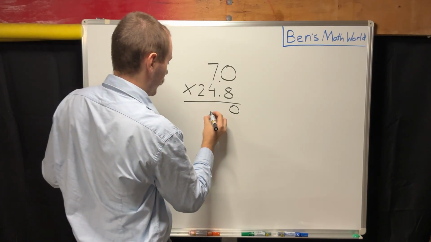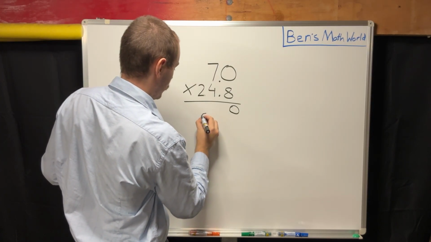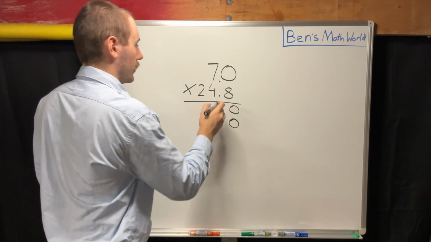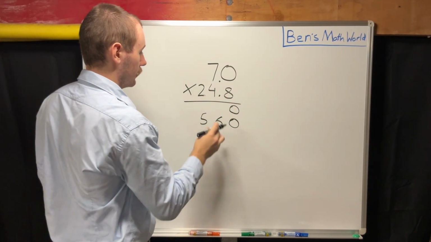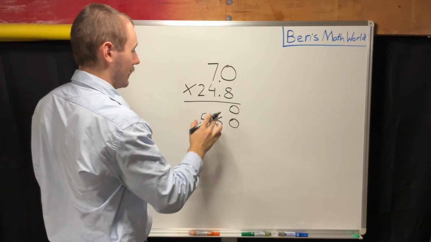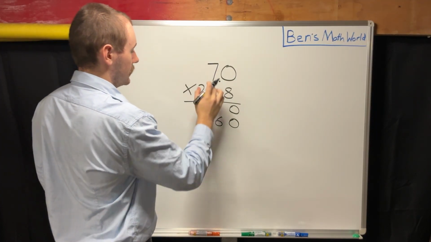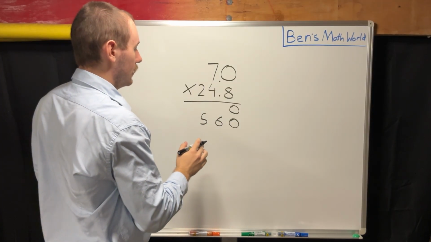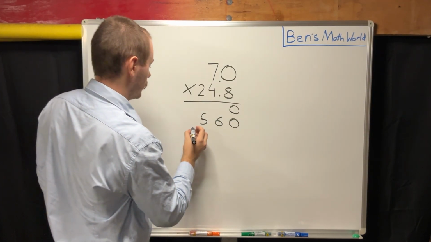And that's 560, okay? So 5, 6, 0. Now we're going to do 4 times 0. We're not even going to do that. Let's just ignore this 0 from now. 4 times 7, or 40 times 70 here. That's going to be 2,800.